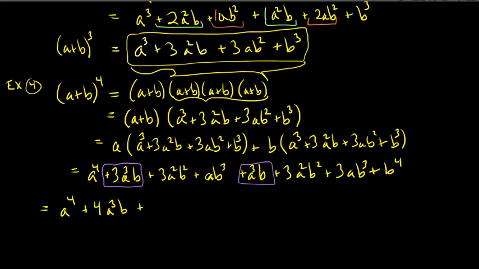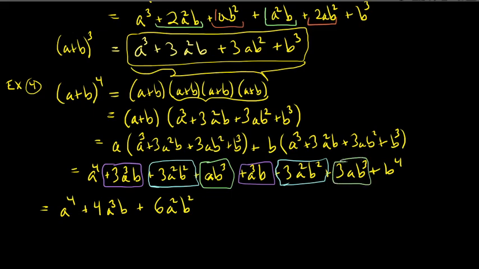And then we have here 3a squared b squared plus another 3a squared b squared. So that's 6a squared b squared. Yep, 3 plus 3 is 6, so 6a squared b squared. And then finally, we have ab cubed plus 3ab cubed is 4ab cubed. And then finally, the b to the 4th at the end here, right? So there you go.